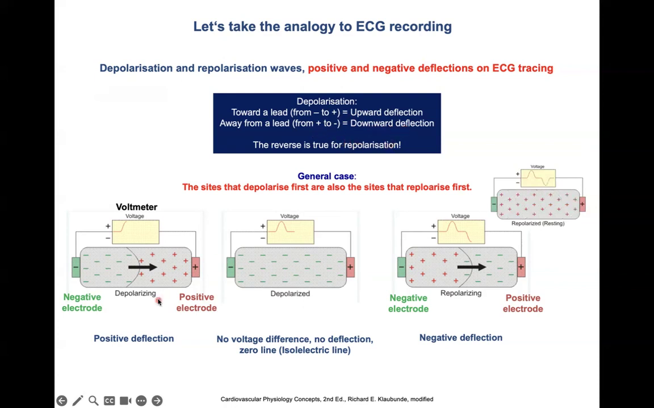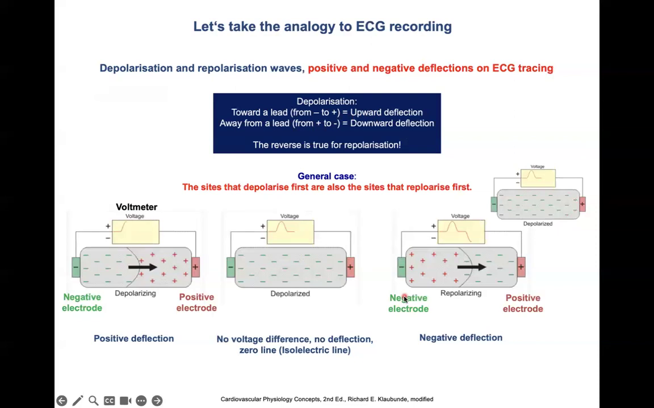Let's take a look. Here we have the negative electrode, and here's the positive electrode. We start the depolarization wave from minus to plus, hence positive deflection. In this case, full depolarization, there is no potential difference, no voltage detectable. Flat line, zero potential, isoelectric line.